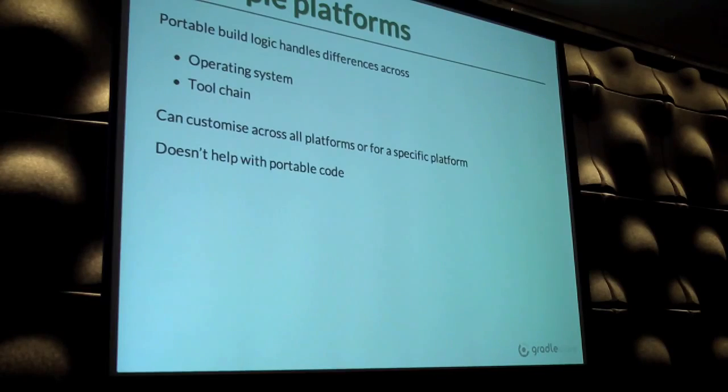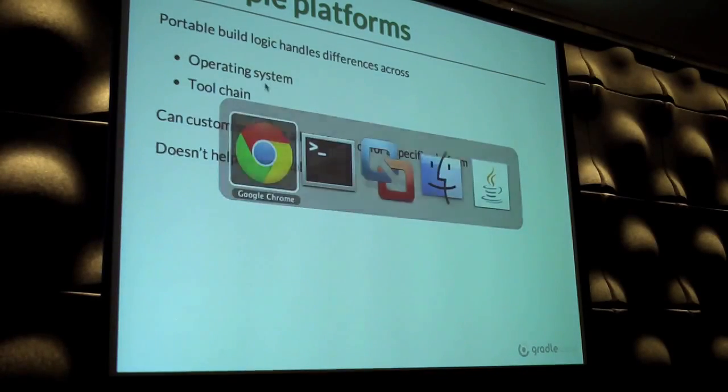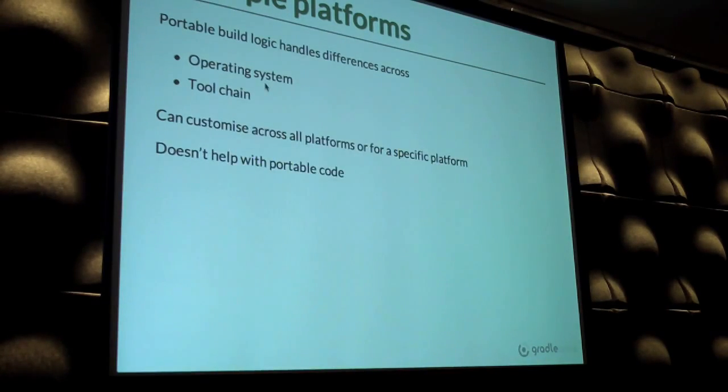So let's take a quick look at this before we do. You can do some customization for all platforms. So you can basically say, regardless of where I'm building this, I want these settings, or for a particular platform. So if I'm building with GCC, use these settings. If I'm building with Visual C++, use those settings.